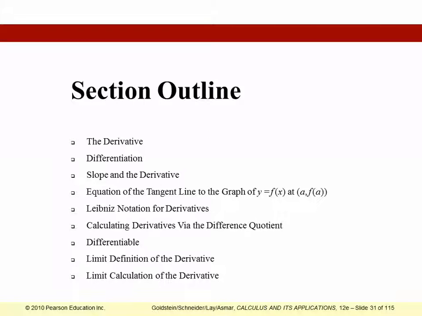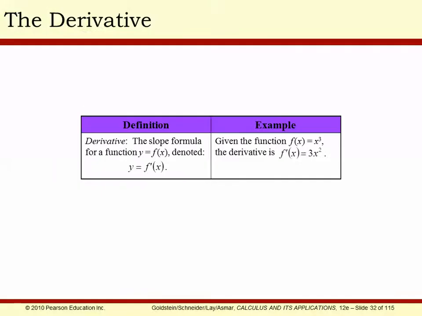The derivative is the slope of a curve. Okay? The derivative is the slope of a curve. All right? It tells you how fast the curve is changing at a point in time. So the definition for the derivative that we're going to use here is the slope formula for a function y equals f of x.